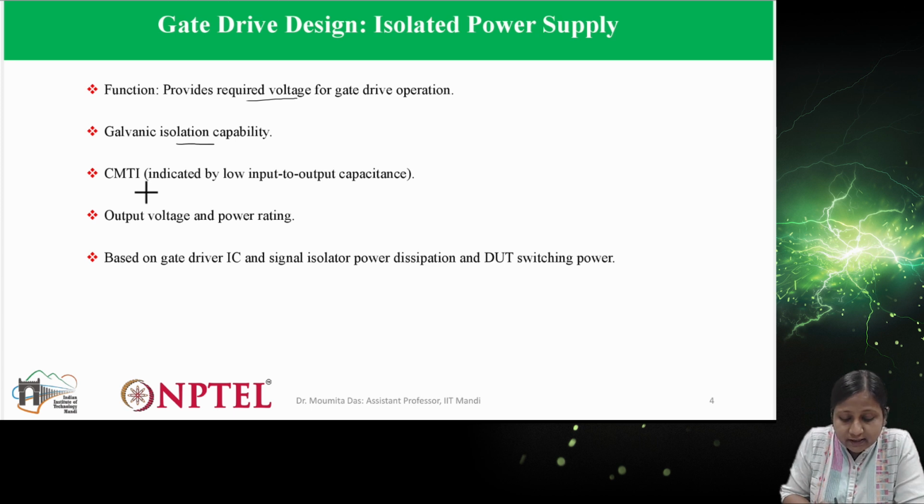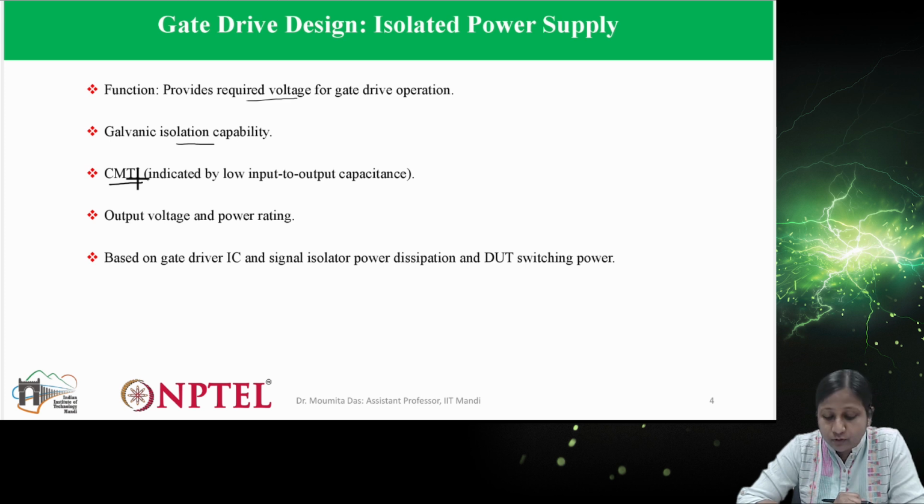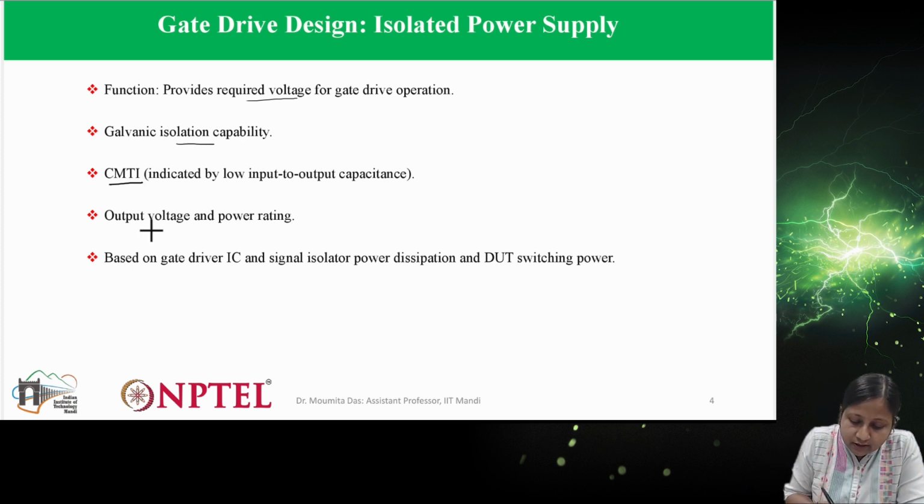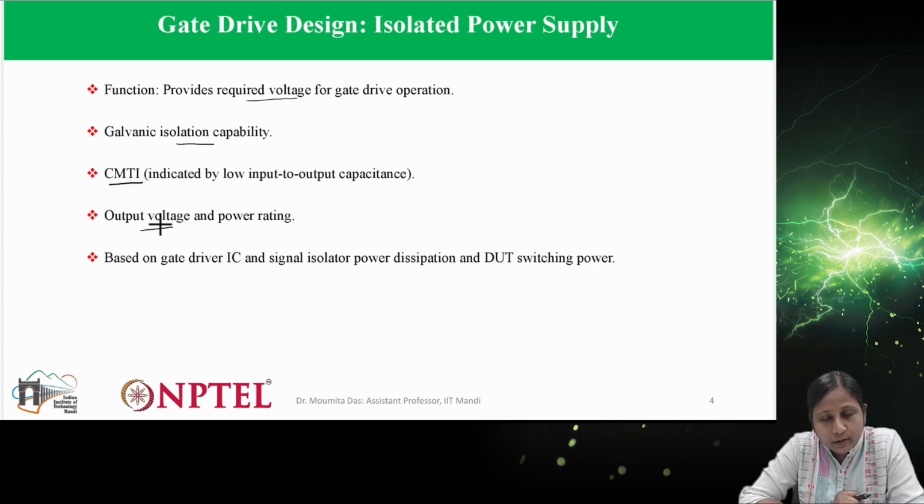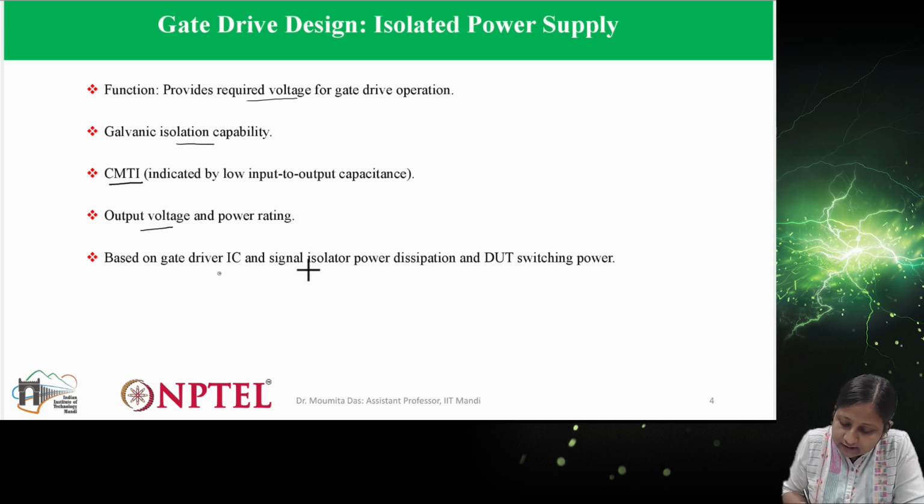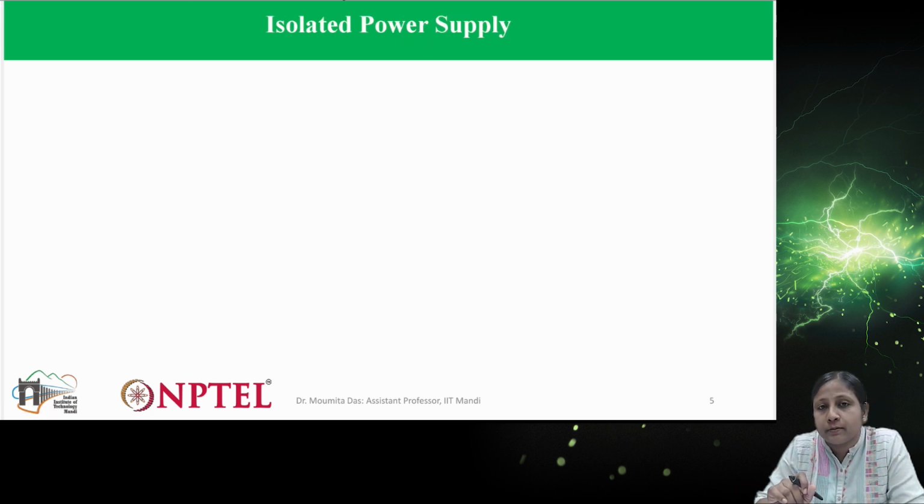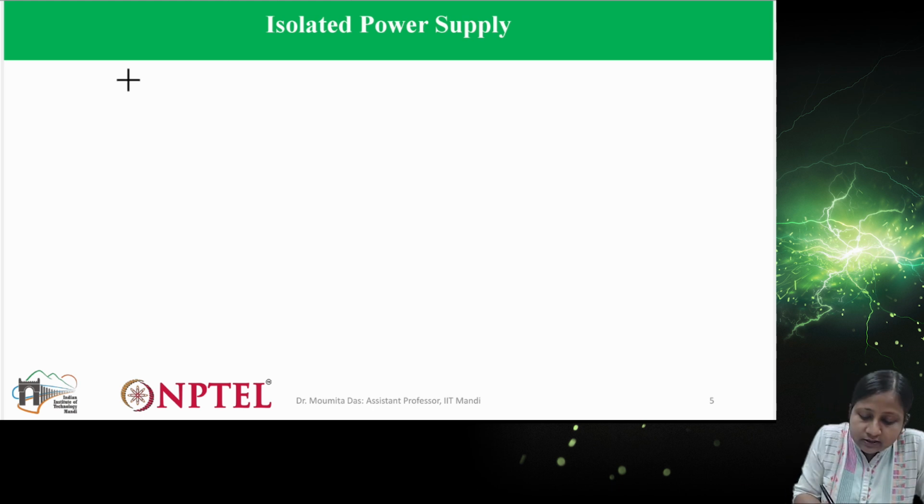Additionally, it should also have the same common mode transient immunity, so that there should not be any ringing or anything transferred through this isolated power supply, and previously through the signal isolator. And it should match the output voltage and power rating based on the gate driver IC, signal isolator power dissipation, and DUT switching power. So what should be the rating of this isolated power supply? That rating depends on different factors.